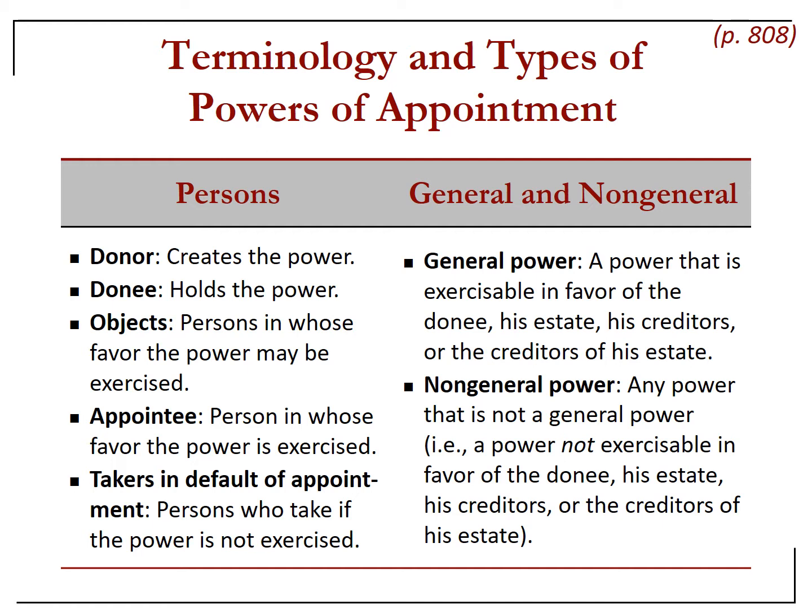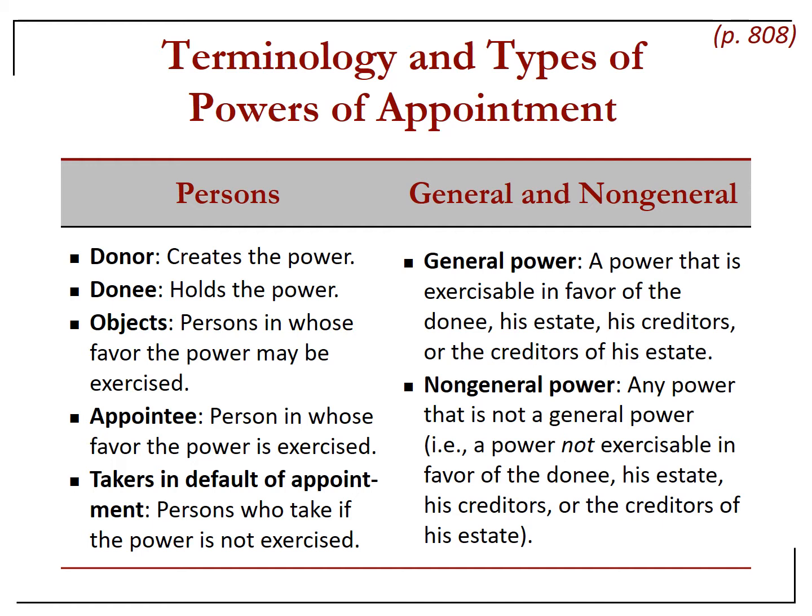Let's first define the terms used to describe persons. A donor is the person who creates the power of appointment. Oftentimes, this is the settlor. The donee holds the power. So in our previous example, the donee would be W.